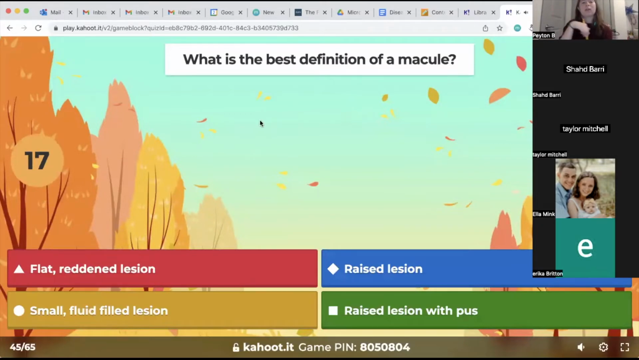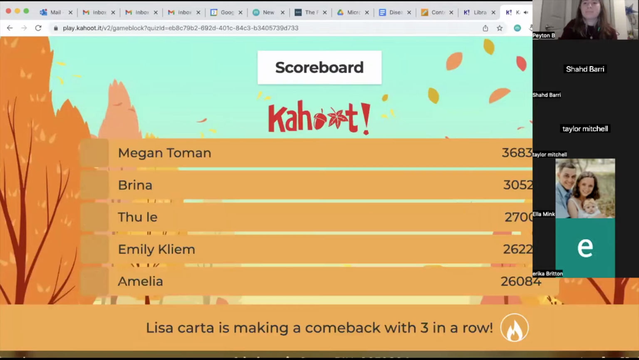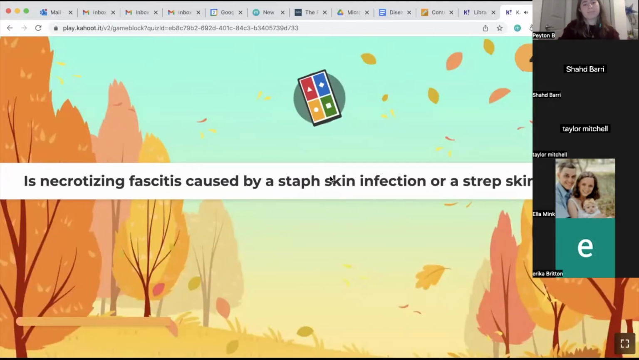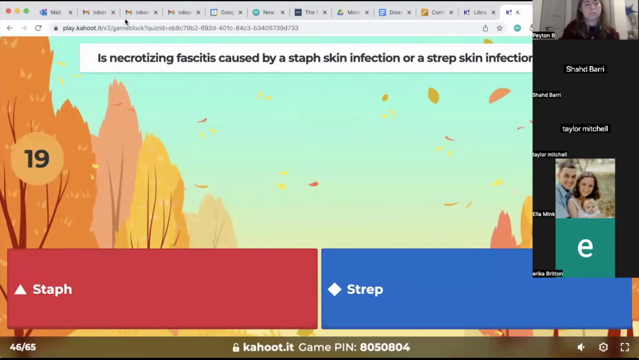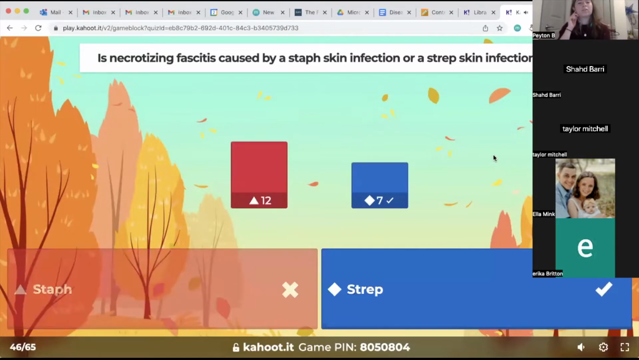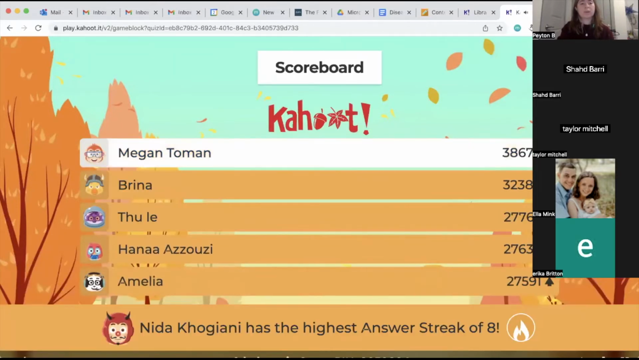All right, which of the following is the best definition of macule? We are on to diseases of the skin. Flat reddened lesion. All right. Yeah, necrotizing fasciitis. Is it staph or is it strep? It is caused by strep skin infection. So look at those again. Staph and strep skin infections cause very different things. Staph aureus causes lots and lots of skin infections, but yeah.